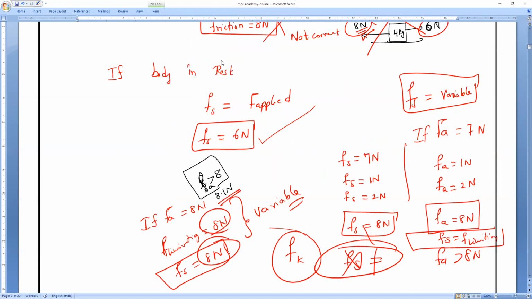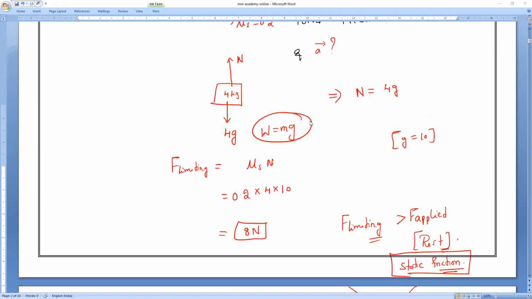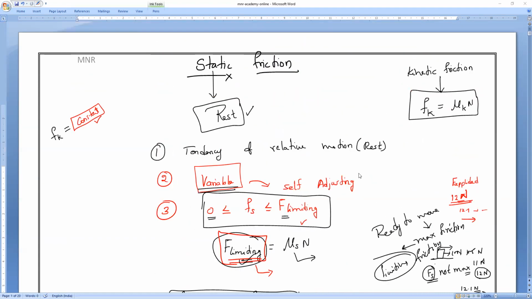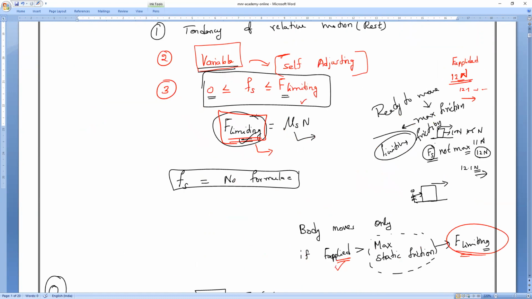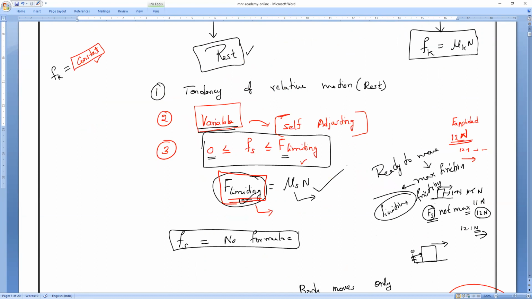So that is why I said it will increase our curiosity from question to question. That is why I mention here it is a variable, and the word I have written here is self-adjusting. Automatically it will adjust. If applied force is 1, static friction is also 1. If applied force is 2, static friction is 2. If applied force is 3 newtons, static friction is also 3 newtons. It is a self-adjusting, varying, variable force. That is why there is no formula for static friction. We have a formula only for F limiting. That is what you should remember. Okay, guys?